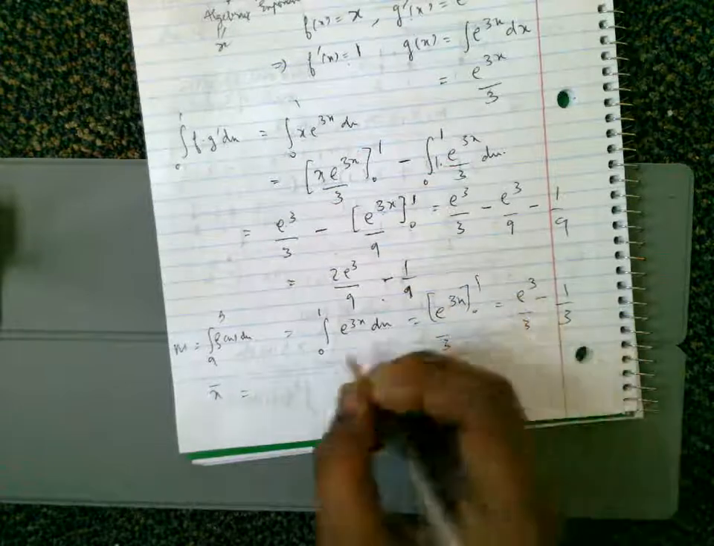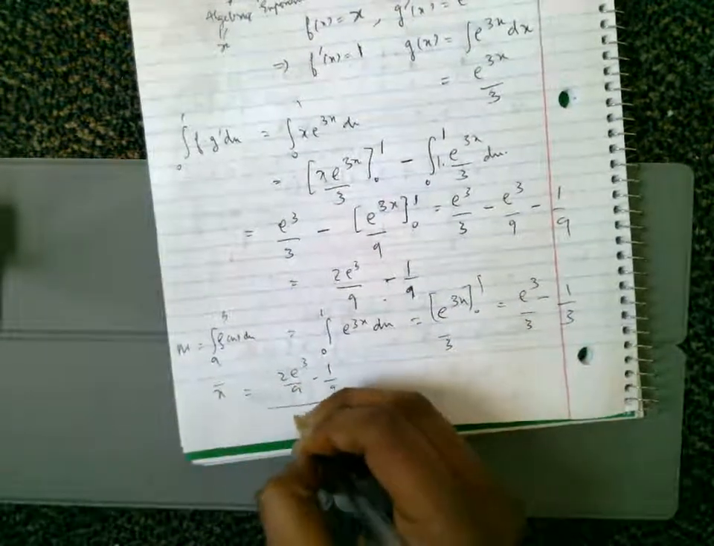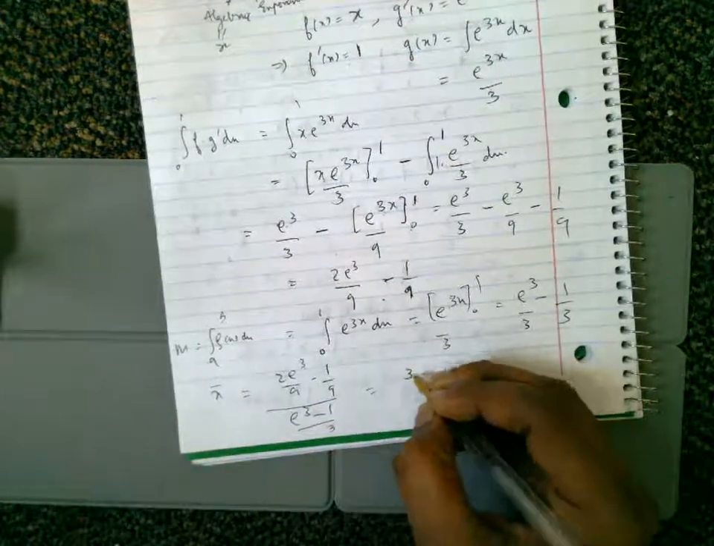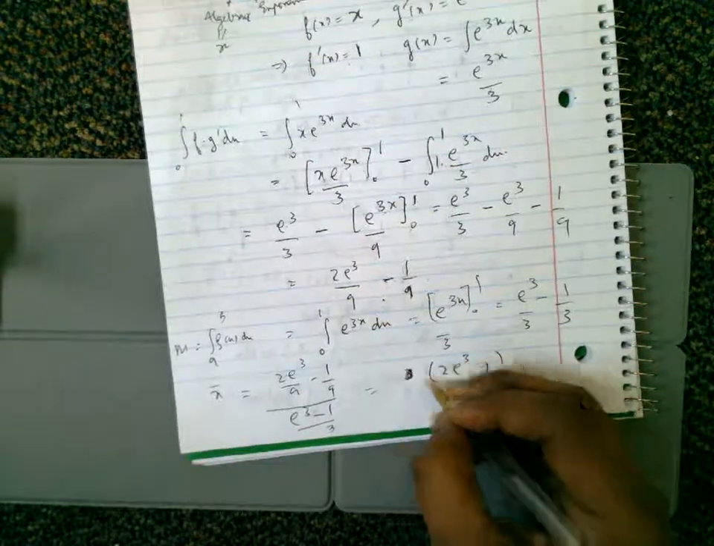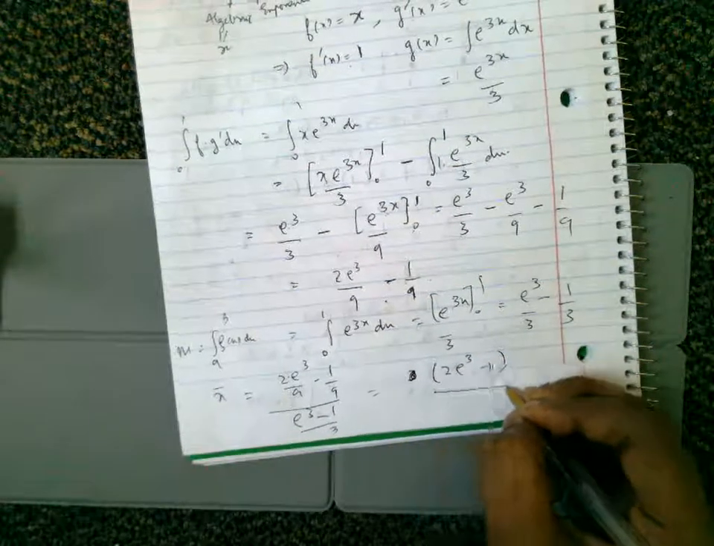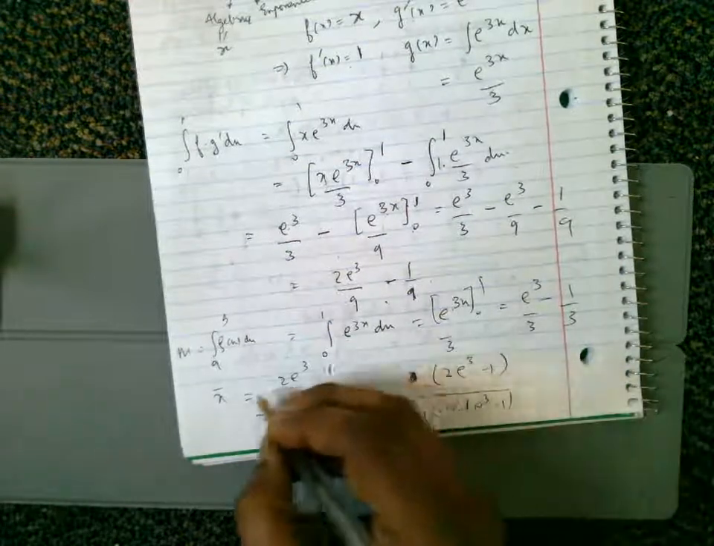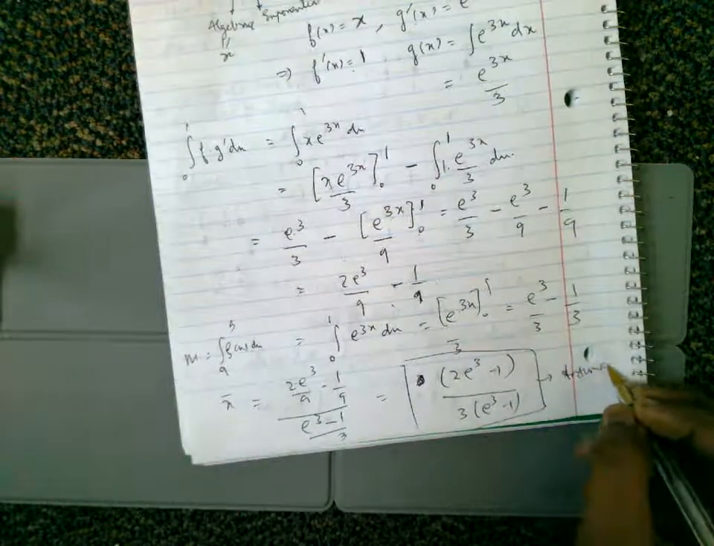Alright, so the x coordinate of the center of mass is going to be the ratio of these two answers. So this is 2 e to the power 3 by 9 minus 1 by 9, divided by e to the power 3 by 3 minus 1 by 3. So this is equal to, oh sorry, it's going to be 2 e cube minus 1 by 3 times e cube minus 1. So this is the coordinate of the center of mass, which is our final answer.